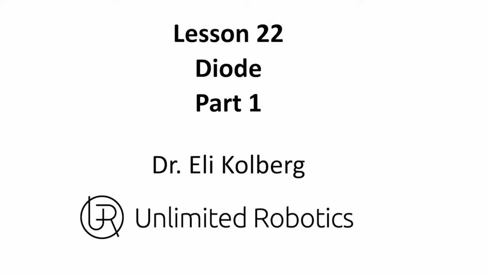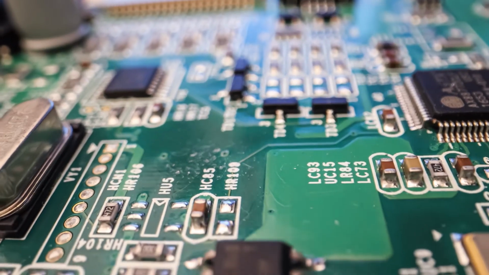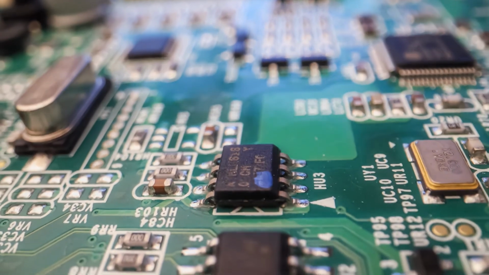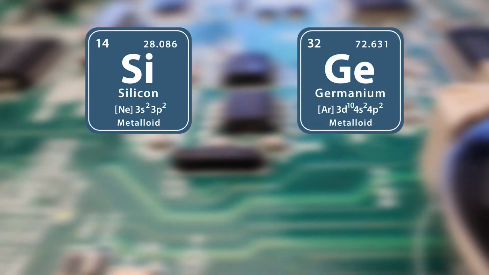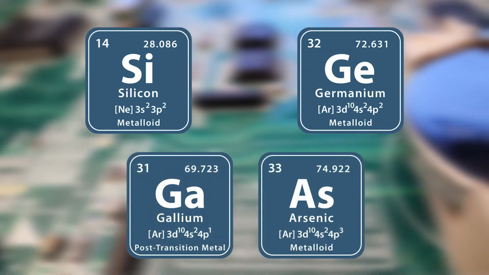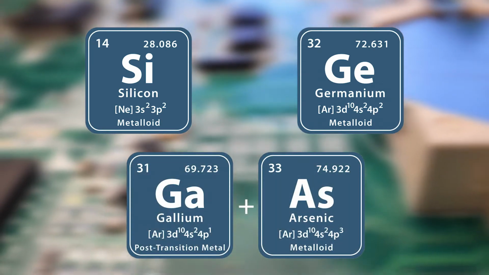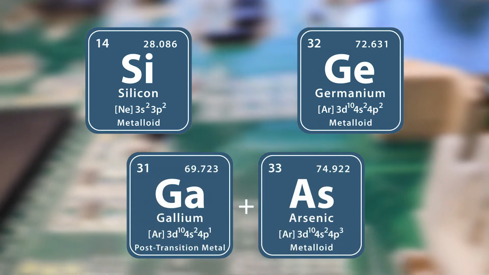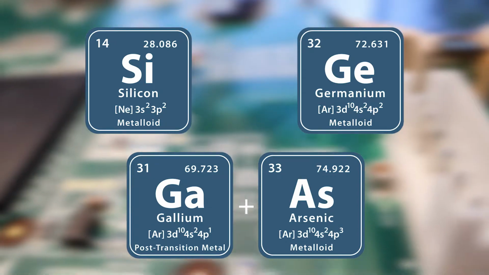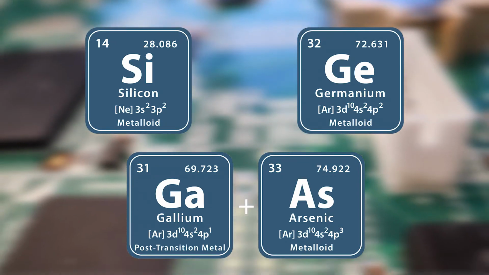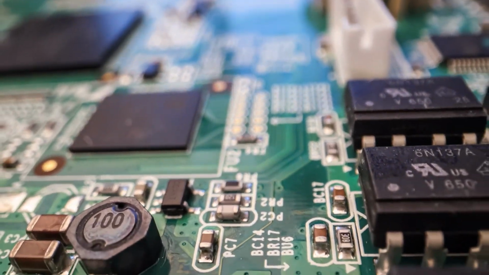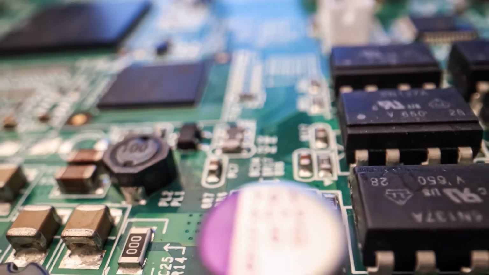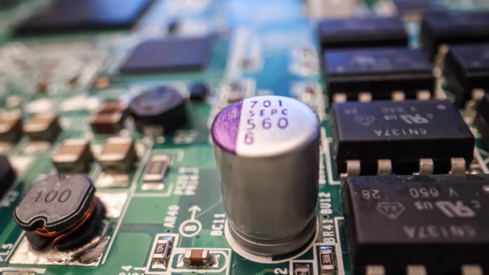In this lecture, I will talk about a diode, part 1. Semiconductor materials are silicon, in short Si, germanium, Ge, and gallium arsenide, GaAs. They have electric characteristics which are positioned between those of conductors and those of insulators. Semiconductors are not good conductors and not good insulators. That is why they are called semiconductors.